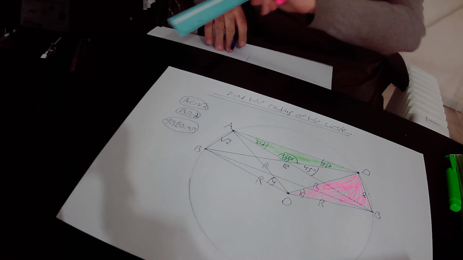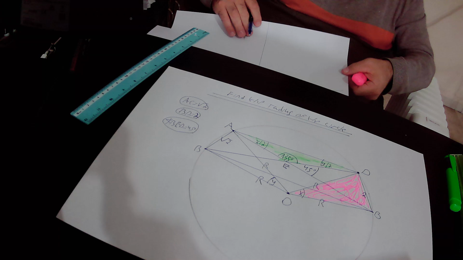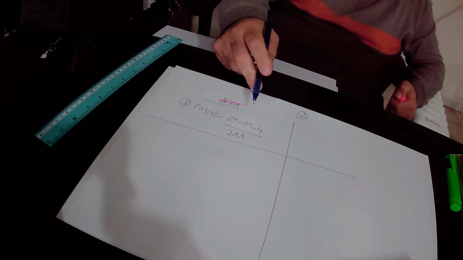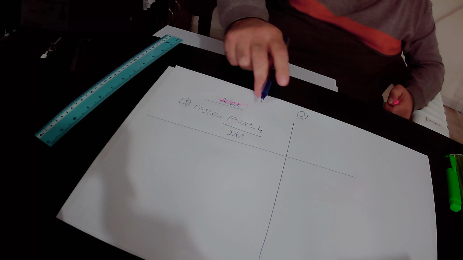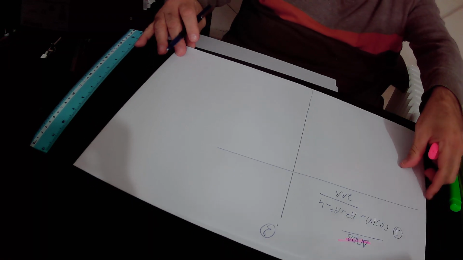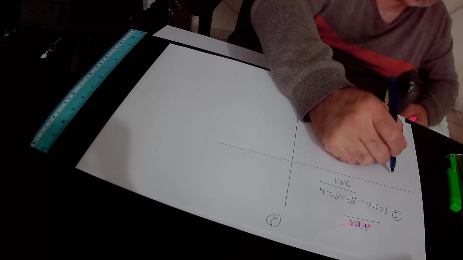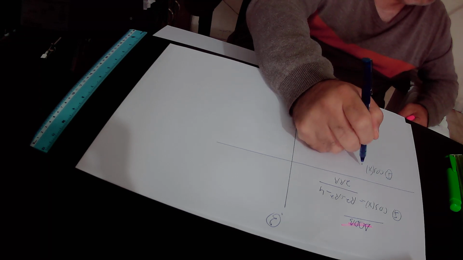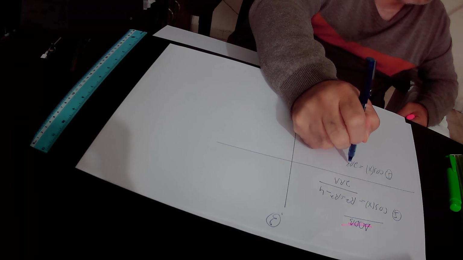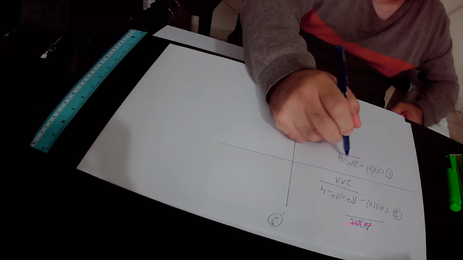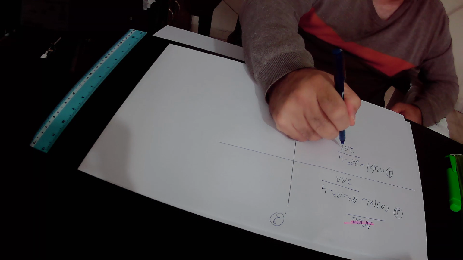Repeat again. In the pink triangle ODB, according to the law of cosines, cosine x equals r squared plus r squared minus 4 over 2 times r times r. R squared plus r squared is 2r squared. 2 times r times r is 2r squared.